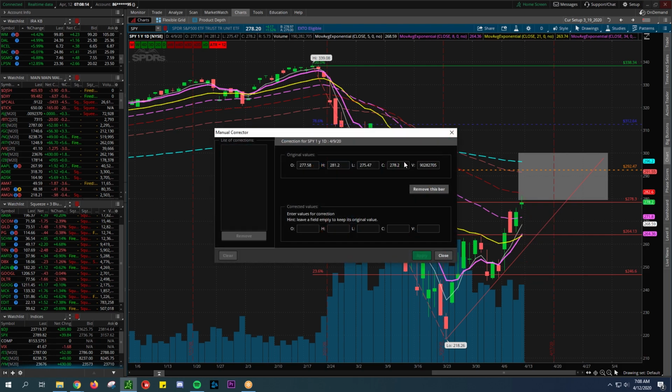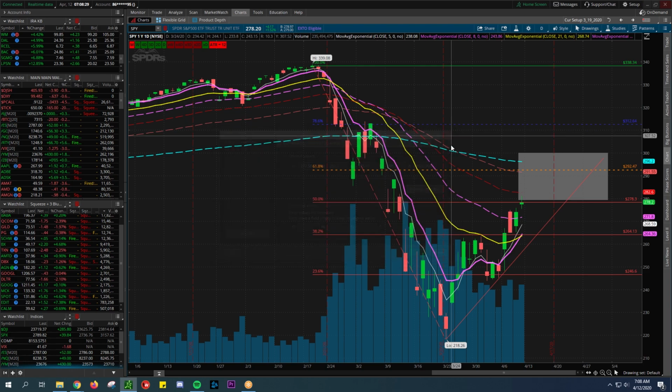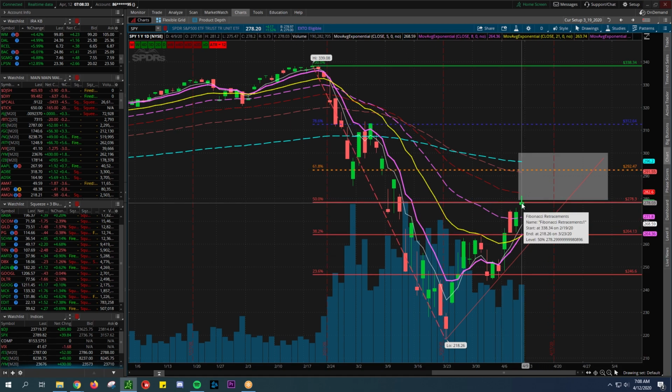So look, this is how crazy this stuff is. You can't make this stuff up. There's some kind of correlation. The Fibonacci retracement is 278.3. The market and the SPY closed at 278.2. All right, so it closed below the 50% retracement. So how crazy is that, right?